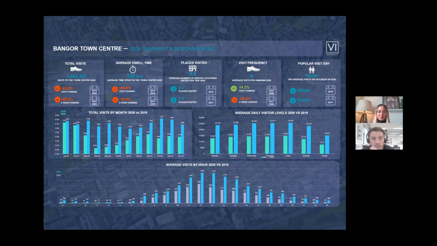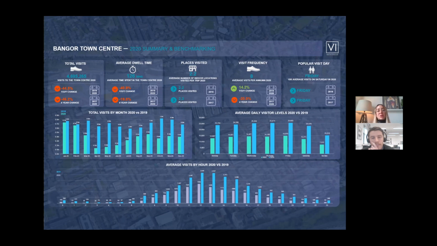So we were looking at footfall, but also changes in dwell time, the number of places people visited when they were coming to the town centre, the frequency, and actually some of the changes in terms of behaviours. So hours of the day that people came versus 2019, and the most popular days of the week, which in this example didn't change, but we did see that happen in a number of locations across the UK.